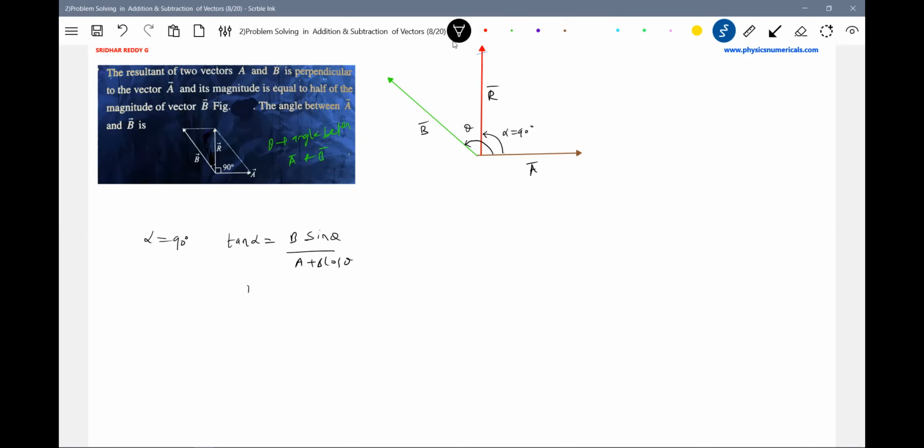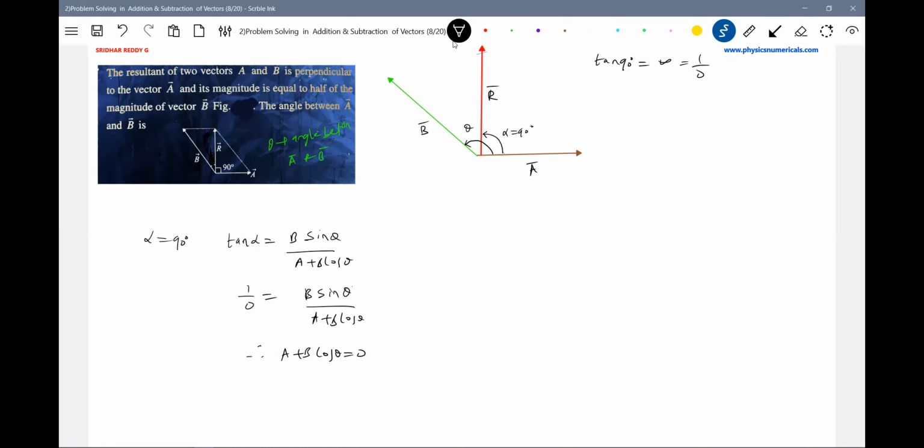So tan 90 is infinity. So this will become 1 by 0, b sine theta. I think everyone knows this mathematics. Tan 90 is equal to infinity. Infinity, can you write 1 by 0? That's what I did here. Okay, therefore what we can write: a plus b cos theta equal to 0. The angle between a bar and b bar, we want that theta.